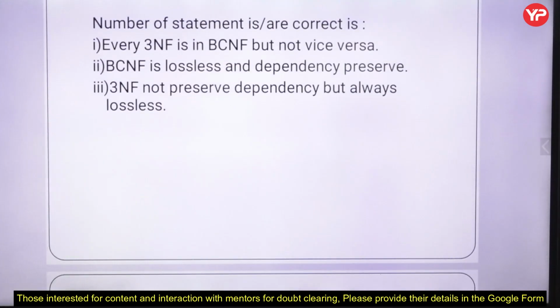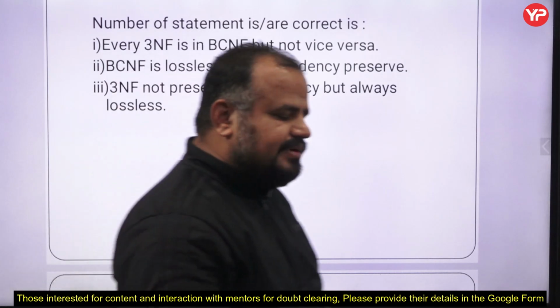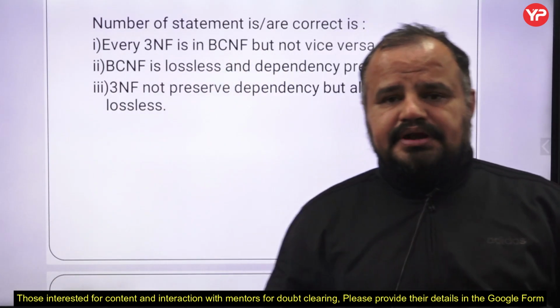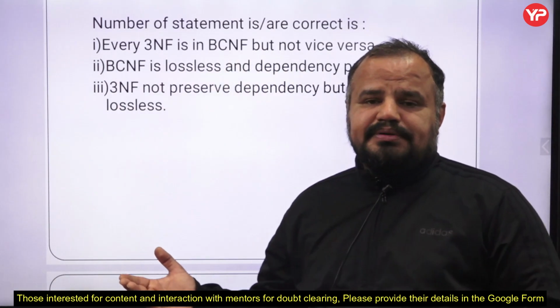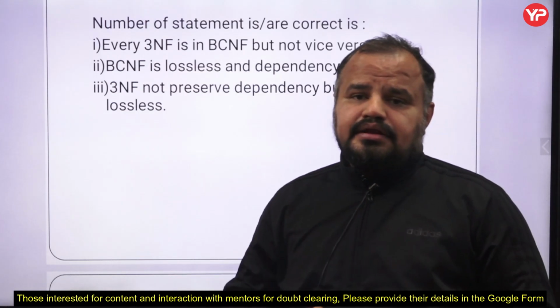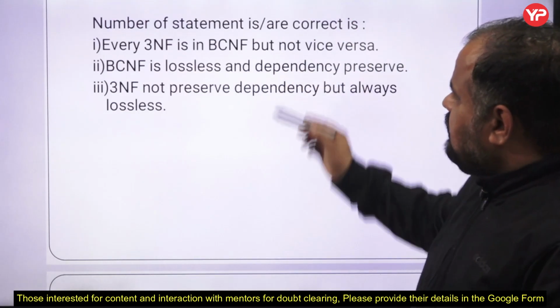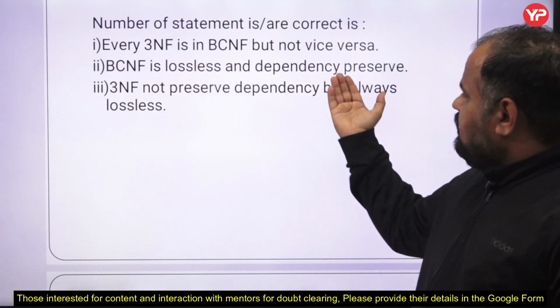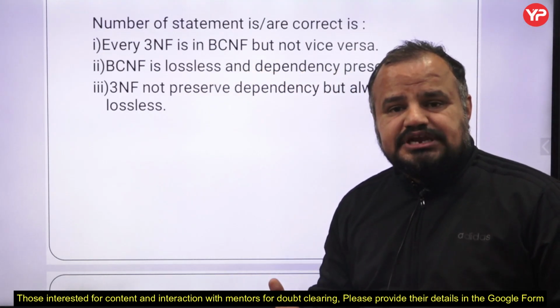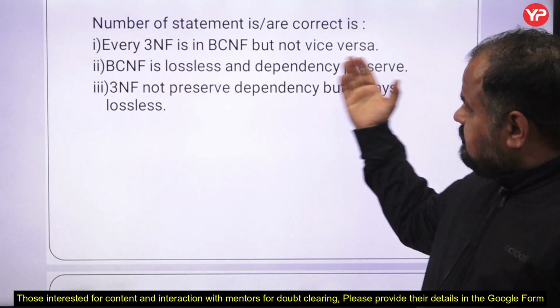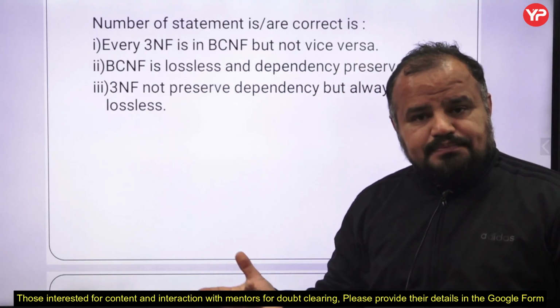Now my dear students, every 3NF is in BCNF but not vice versa. This is a true statement, because to become a relation into BCNF, first of all the relation should be in 3NF. That's why the first is right. BCNF is lossless and dependency preserving. It is a wrong statement, my dear students. Sometimes in BCNF dependency preservation is not possible.